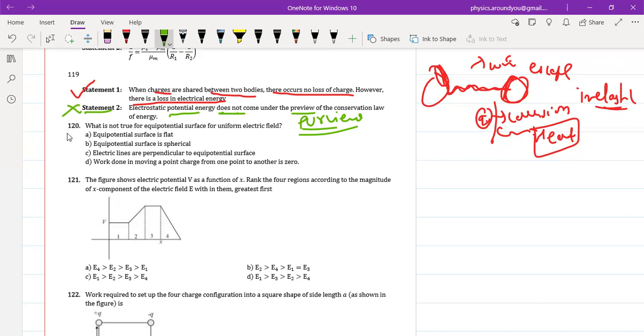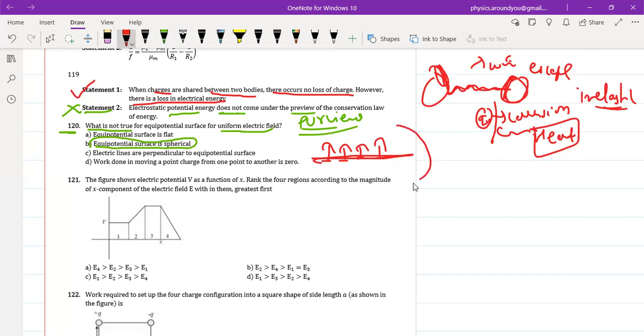What about question number 120? What is not true? Trigger word, not true. Equipotential surface for a uniform electric field cannot be spherical. Why so? Because if the electric field is uniform, at all points the equipotential surface should be perpendicular to it. So it should be a flat surface.